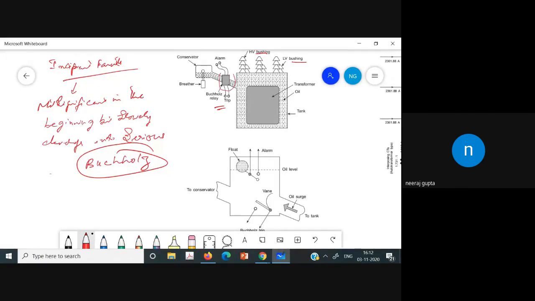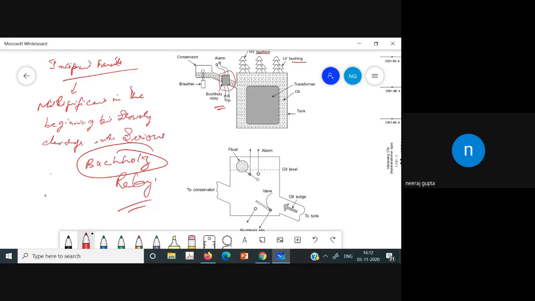Here the Buchholz relay is used, and two types of contacts are there in it. One is the trip contact, and second is the alarm contact. So it is actually a non-electrical means of detecting the fault. This is the Buchholz relay, which is used for that very purpose. And this is the conceptual diagram of this relay.